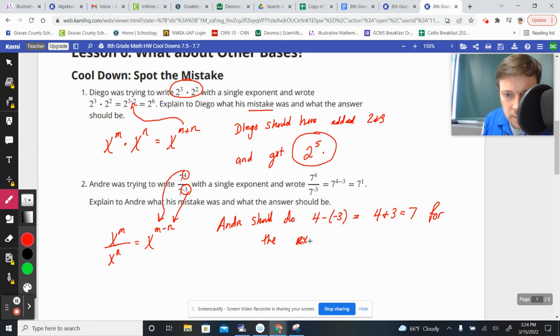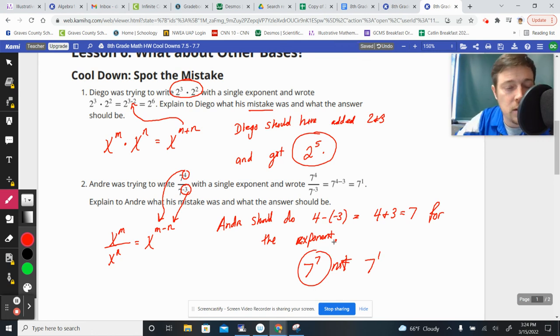All right, that's an E, exponent. And if his exponent was 7, the answer should have been 7 to the 7th power, not, sorry, my pen's not working great, 7 to the 7th power, not 7 to the 1st power. All right. And that should cover it, guys.